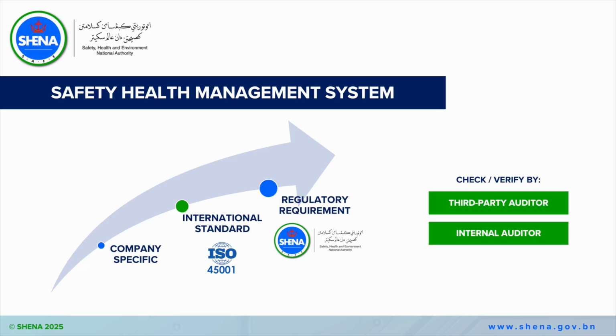This diagram illustrates the evolution and progression of the safety and health management system within an organization. The goal is to mature from the basic company-specific system to one that aligns with international standards and ultimately complies with the national regulatory requirements. Verification of the safety health management system can be done through third-party auditors for independent assurance and certification, as well as internal auditors to assess performance and identify areas for improvement from within.